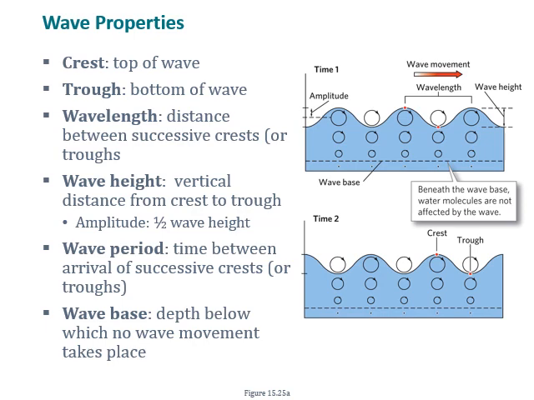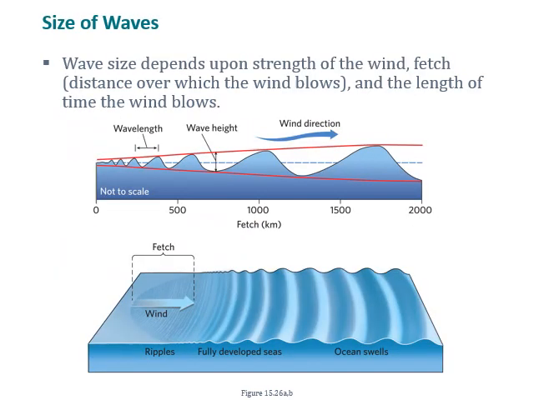So in this figure, each of those terms is described. Wave size depends on three things: the strength of the wind, the fetch, which is the distance over which the wind blows, and the length of the time the wind blows. So in this diagram, we first have the strength of the wind, then we have the fetch, and then the length of time that the wind blows.